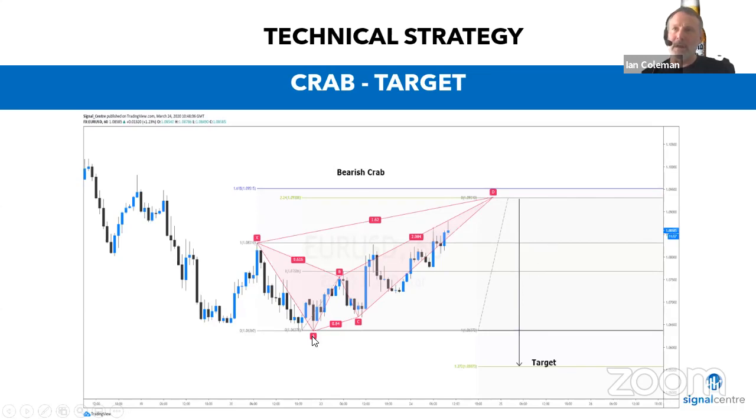And again, this one is quite beneficial because it's the A to D leg, not the XA leg that we're looking for.